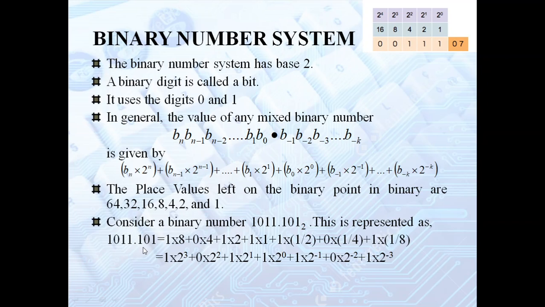After the binary point, the first fractional position value here is 1 and it is multiplied by 2 power minus 1. The second fractional position value is 0 and it is multiplied by 2 power minus 2. The third fractional position value here is 1 and it is multiplied by 2 power minus 3. By adding each digit of a binary number times its power of 2, we can find the decimal equivalent of the given binary number.